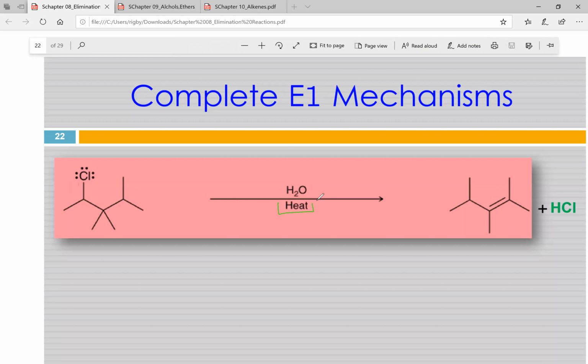Okay? Question, Casey, go ahead. Does it mean that it prefers elimination, or like E1 in this case? In this case, it will be E1, but overall, if you have heat, it's going to prefer elimination.